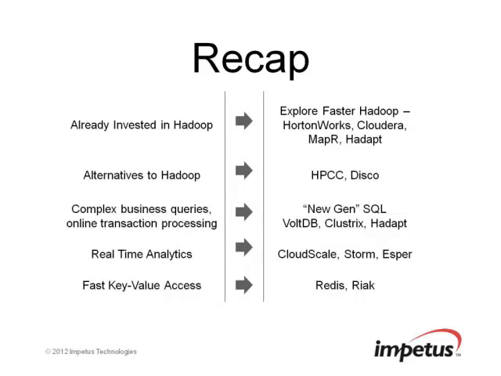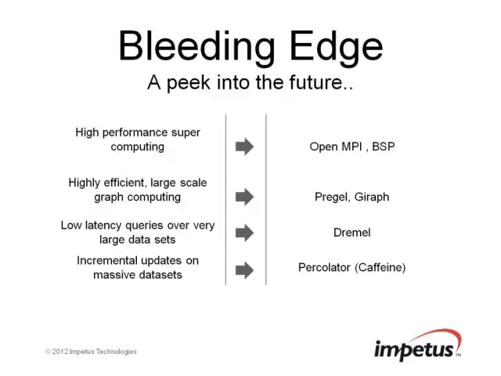Now, apart from all these technologies that I just listed, there are some other sets of technologies that are going to be hot in the future, and you definitely want to keep a tab on those. We actually recommend to opt for OpenMPI and BSP if you need high-performance supercomputing for modeling and simulation-related problems.